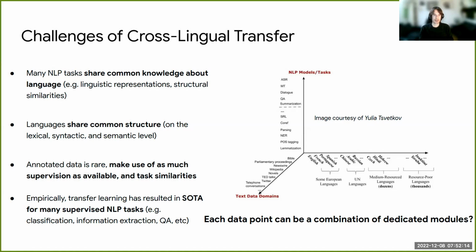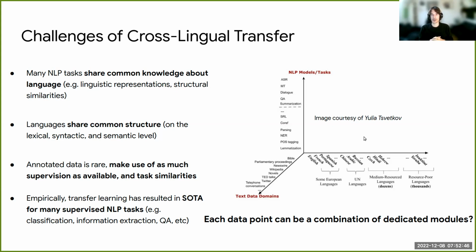And the problem with multilingual NLP, as you know, is that getting annotated data is very expensive. So we can't really annotate data for every single language out of 7,000 languages. So we have a lot of NLP tasks to deal with. We also have a lot of text data domains. So basically, if we are to do supervised learning in this 3D coordinate system here, we would actually have to annotate data for every single data point.